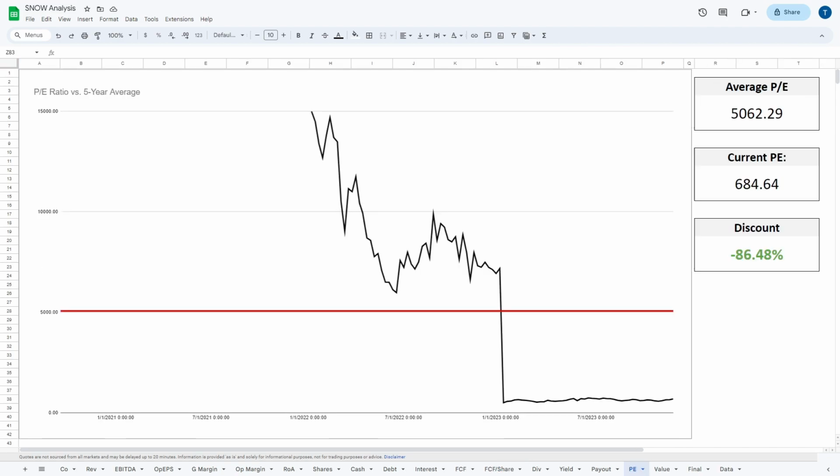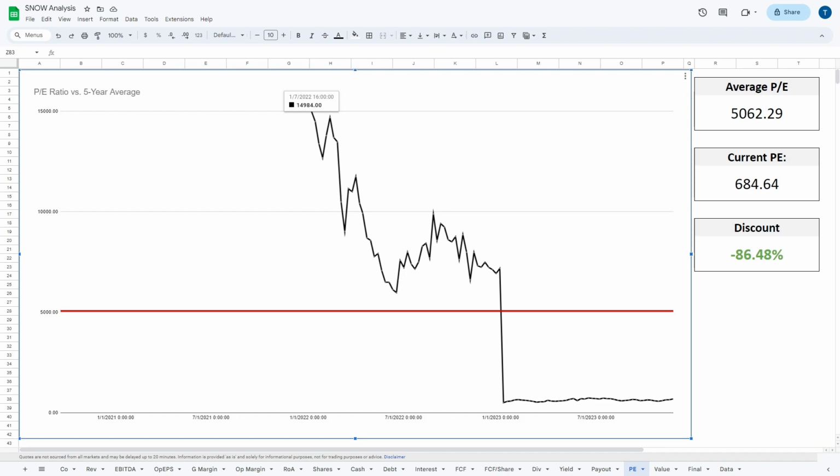And so that brings us to the PE chart, which again is not looking very normal because of Snowflake being such a new company and such a major growth company. The PEs are going to be all over the place. And as we can see, the company, when it first earned a small profit back in 2022, it was trading at a PE of almost 15,000, which is ridiculous.